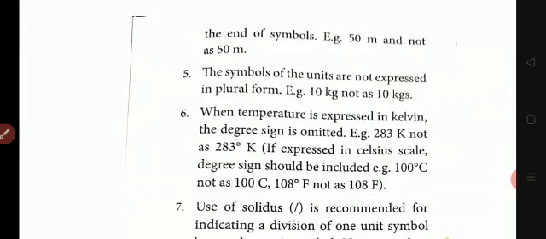The next point, the symbols of the units are not expressed in plural form. You have to write only 10 kg and not 10 kgs. And if you are expressing temperature in Kelvin, you should not use the degree sign; the dot should not be used.